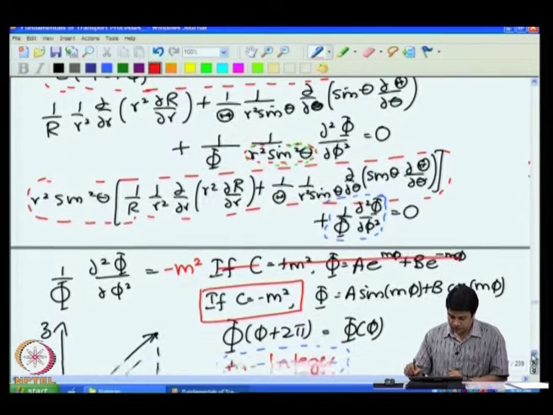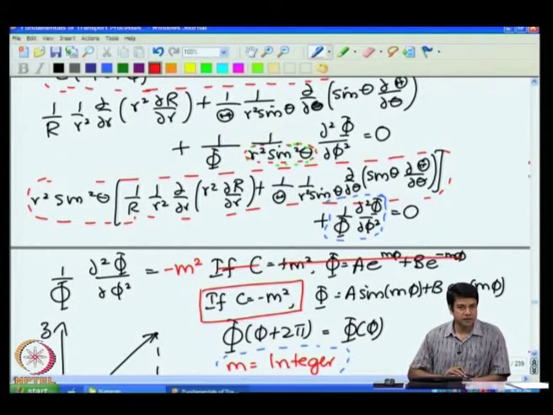The equation for phi just reduces to 1 over capital Phi d square of capital Phi by d phi square is equal to a constant. So, this is the usual second order differential equation, identical to what we had encountered in Cartesian coordinates. However, in Cartesian coordinates we got discrete eigenvalues because we had homogeneous boundary conditions in one particular direction.